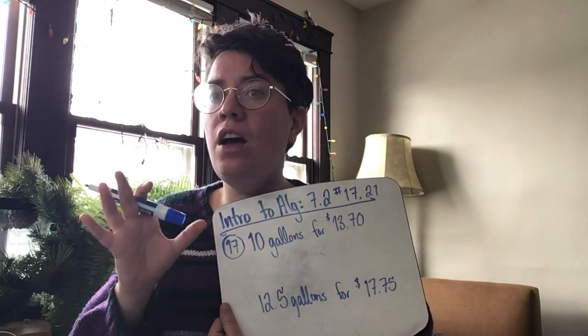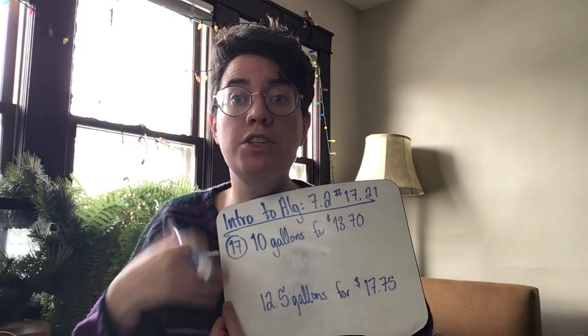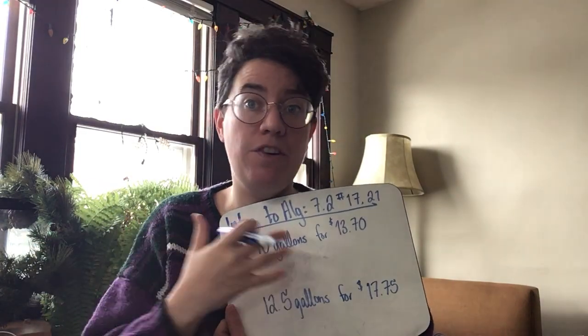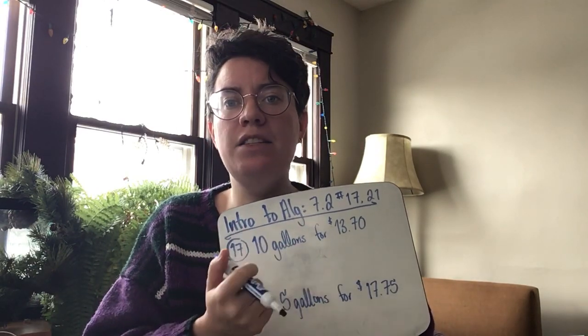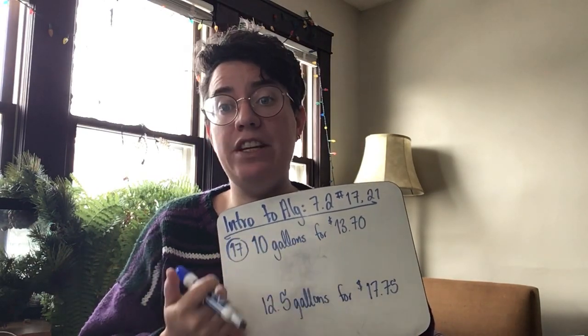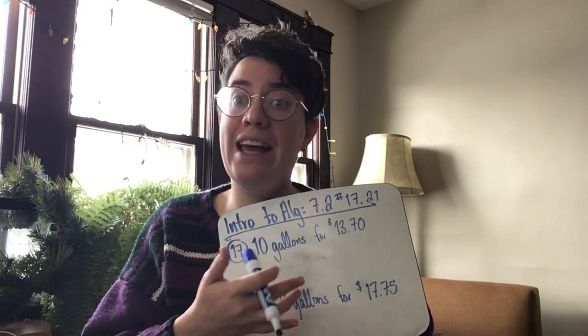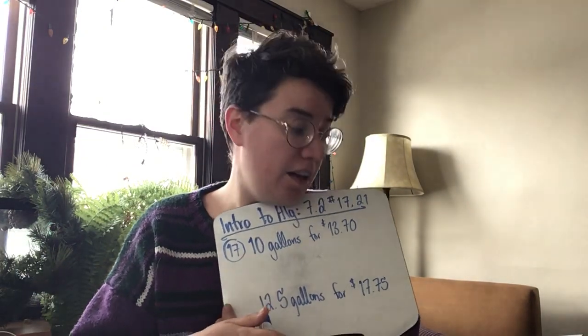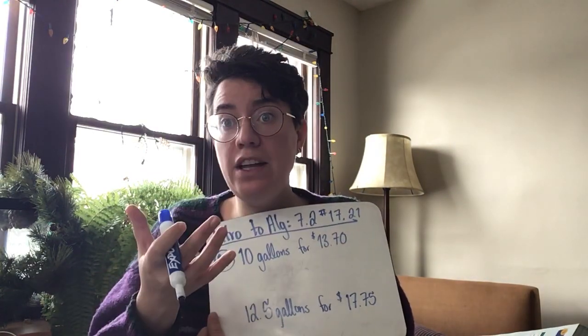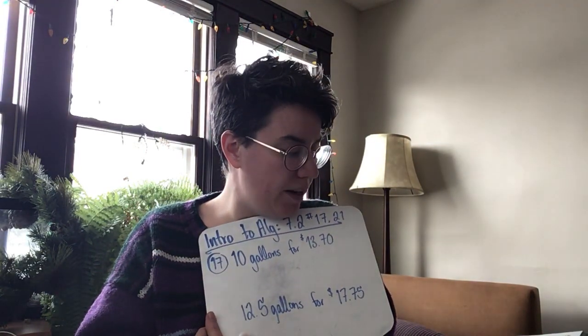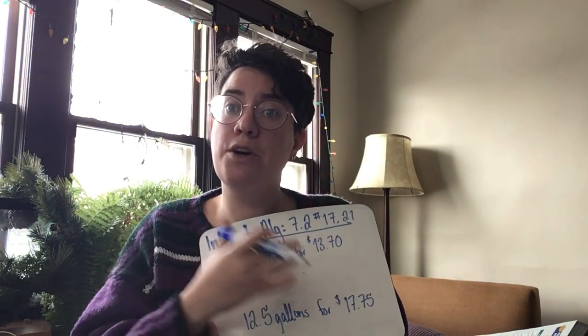They were all about comparing rates. So we're going to start with 17 and you can use the same idea for some of the other problems as well. So 17 says 10 gallons for $13.70 or 12.5 gallons, and we're talking about gas, for $17.75. And we're asked to find the unit rate and then which is a better value.